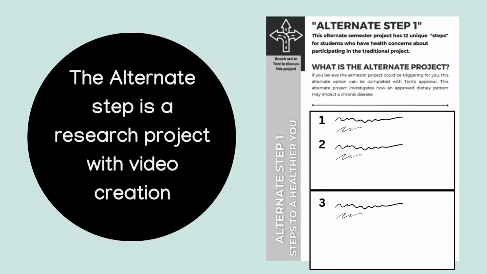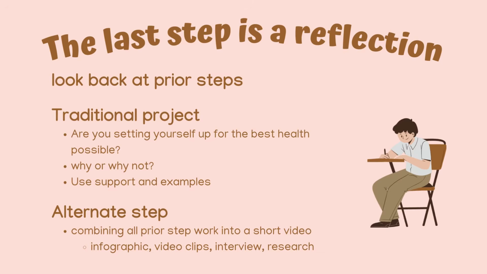We want to make sure that everyone who does the alternative STEP project is choosing a different disease and not the same disease that might have been done before. This is because we want a comprehensive set of videos that we can reference in the future. So the very last step, step 12, is going to be a summation and reflection of all that you've learned and applied in the previous 11 steps.